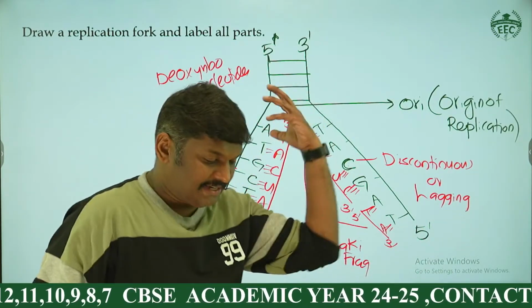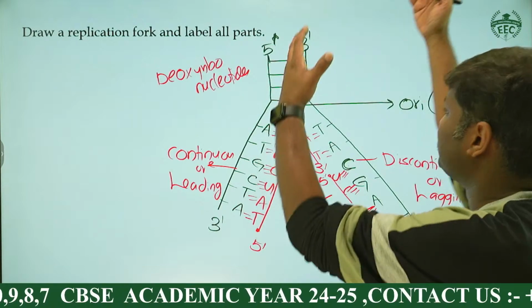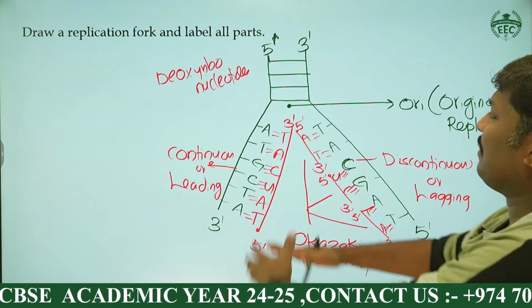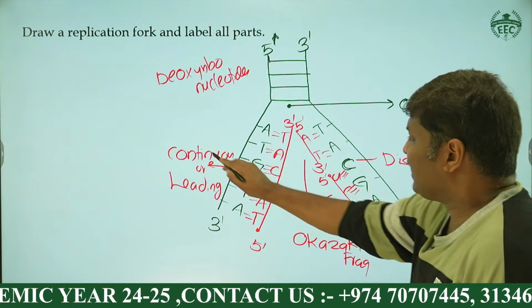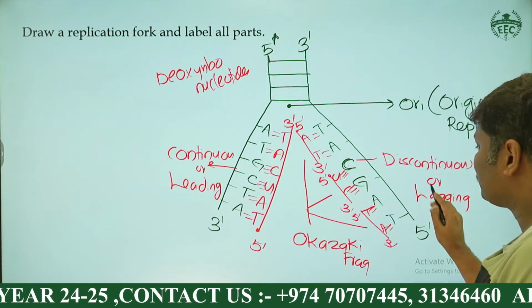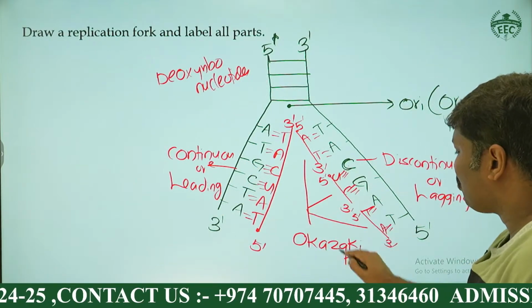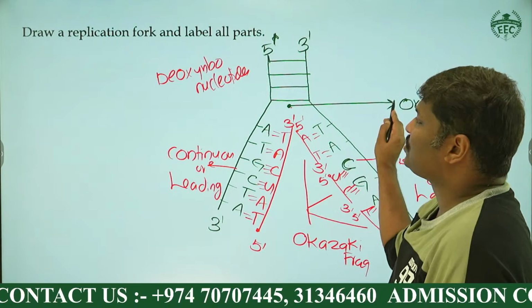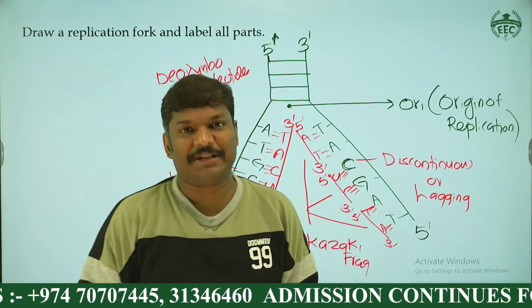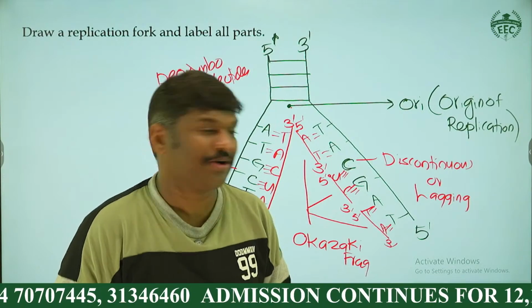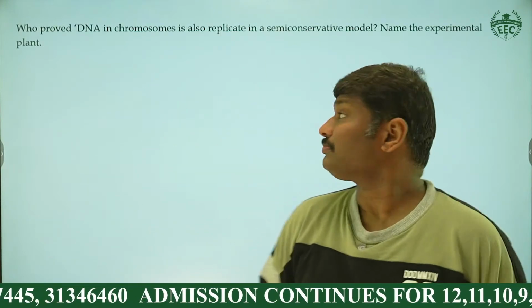And this is the diagram, my dear student. This is the diagram of the DNA replication fork. Label all the parts: 5 prime to 3 prime, 3 prime to 5 prime, the continuous or leading strand, and the discontinuous or lagging strand. These fragments are called Okazaki fragments, and this is the origin of replication. These are the parts you have to label in that particular diagram. That's about the replication fork. Okay, and here the next question.